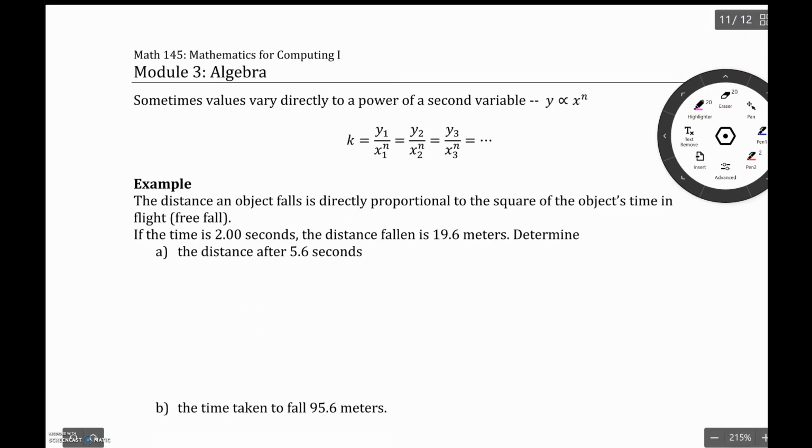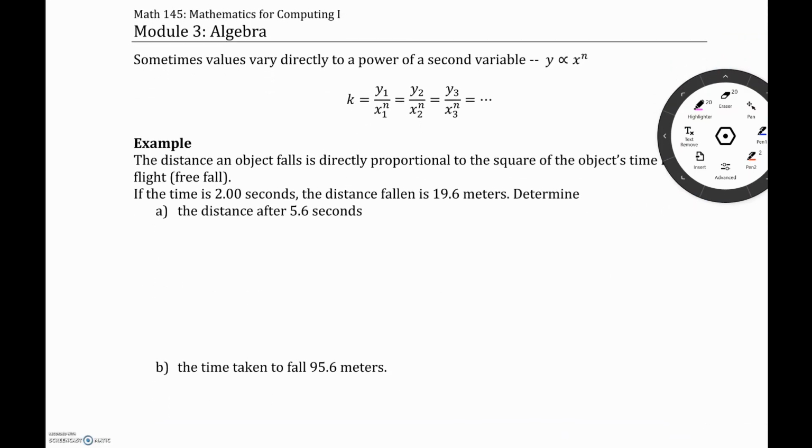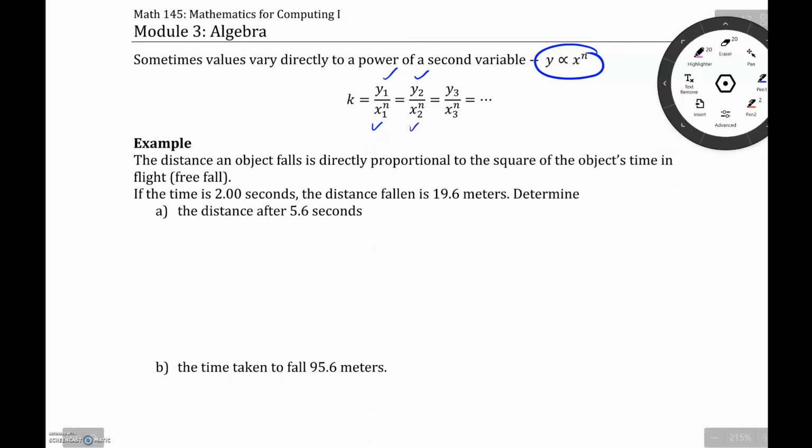Let's move on now to something quite similar. In the previous example, y varied directly as x. It could be that y varied as x squared, or y varied as x cubed, or y varied as x to the 4th, or whatever. So generally, you could have y varying as x to the n. So again, just as in the previous case, we have y1 over x1 to the n equals y2 over x2 to the n, etc. Let's move on to an example to see how this is done.